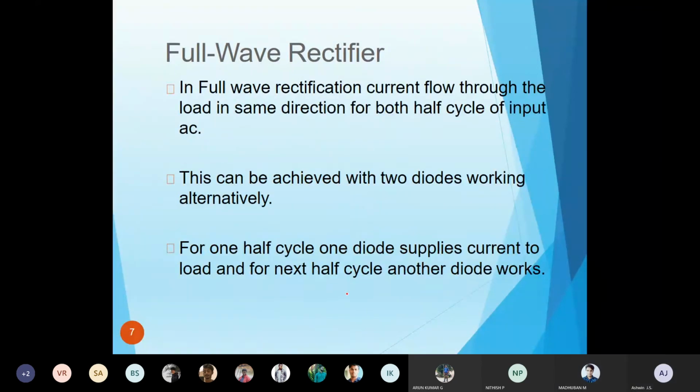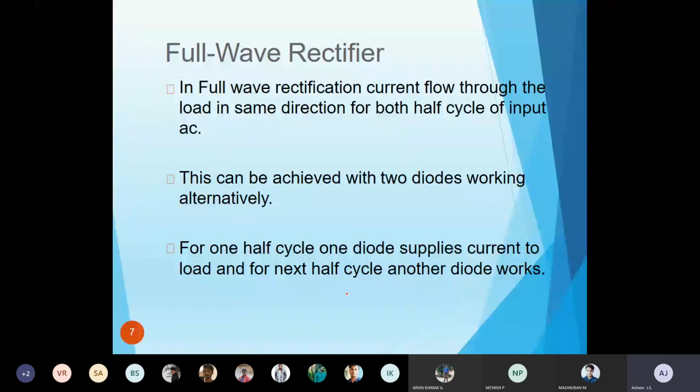Yes, sir. Now we will go for the full wave rectifier. In the half wave rectifier, I used only one diode, and I converted alternating current to only one pulse, half of the pulse. And in the full wave rectifier, I'm going to use two diodes. One is in one direction, another is in reverse direction, so that I can convert the positive half cycle as well as the negative half cycle. So that is the full wave rectifier operation.